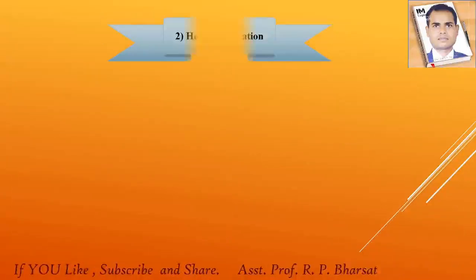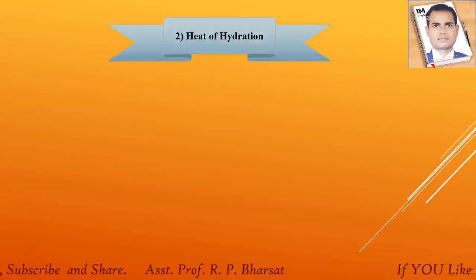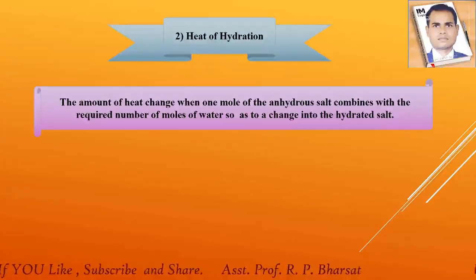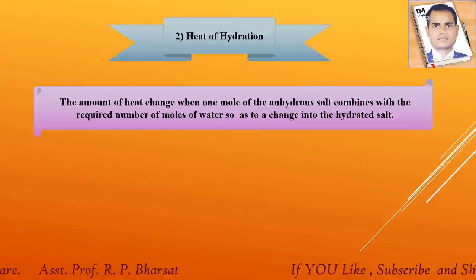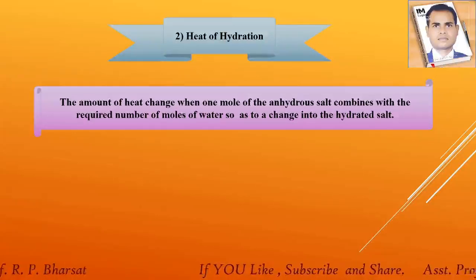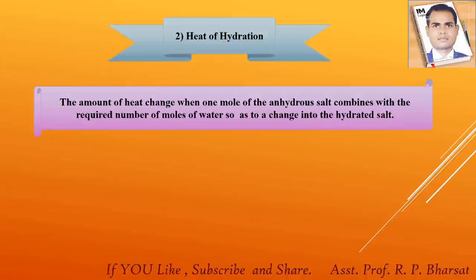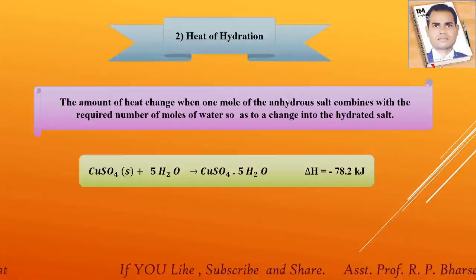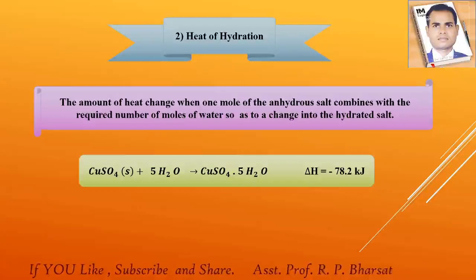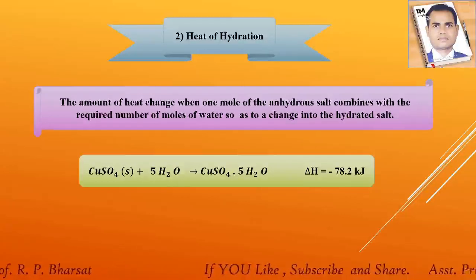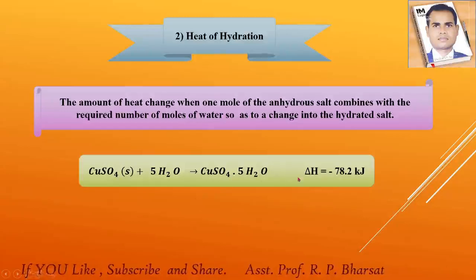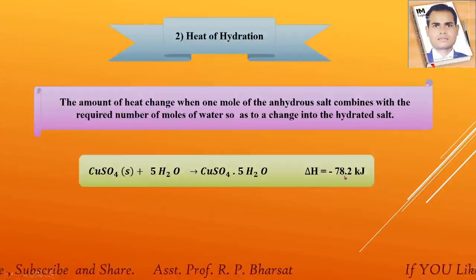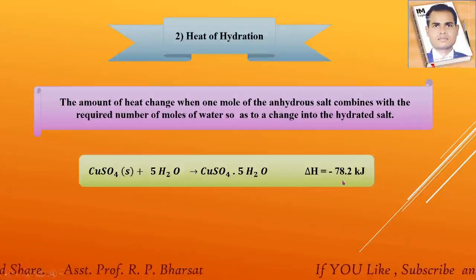Now next type, that is heat of hydration. In this case, 1 mole of anhydrous salt is converted into hydrated salt after the attachment of a number of moles of water, and also you will get a change in heat. That means any salt that comes in contact with water gets hydrated. You will see in these reactions, when copper sulfate comes in contact with water molecules, it gets hydrated forms, and also formation of minus 78.2 kilojoules heat or enthalpy.